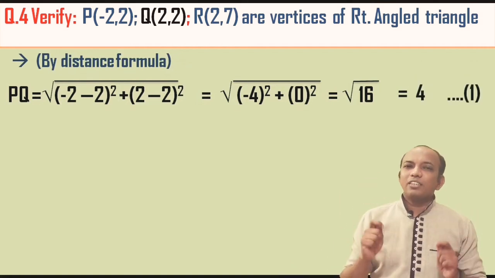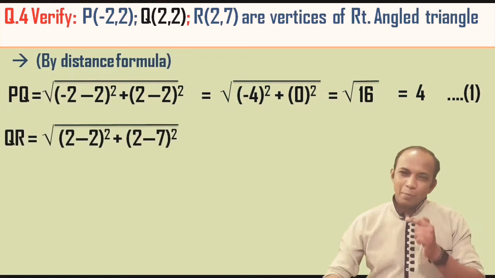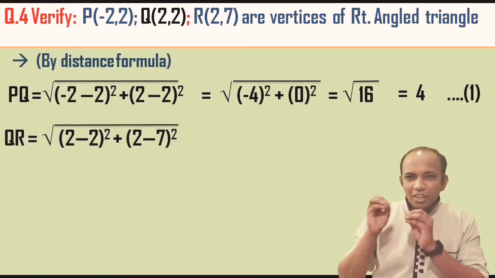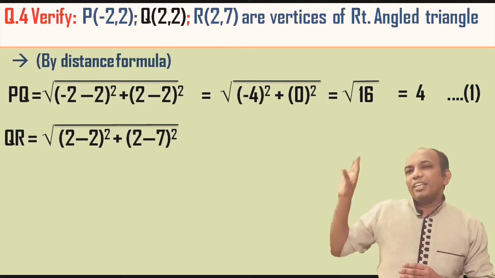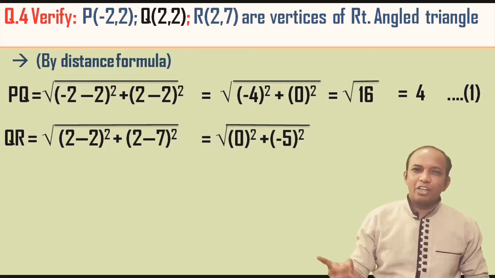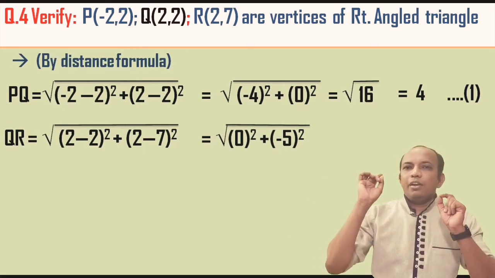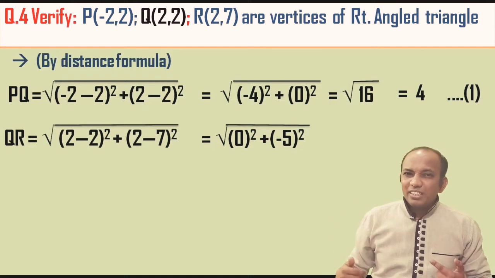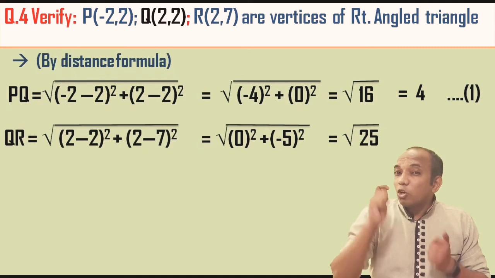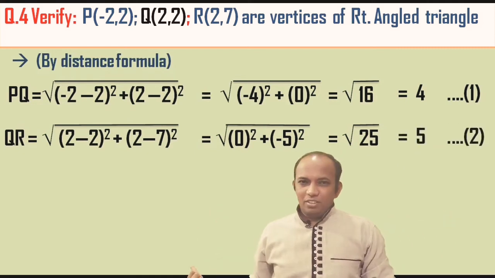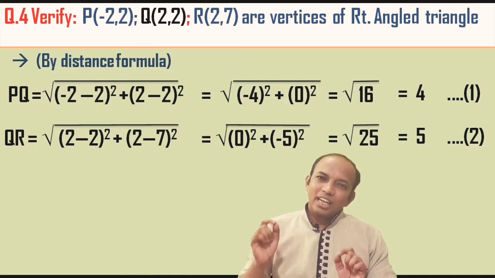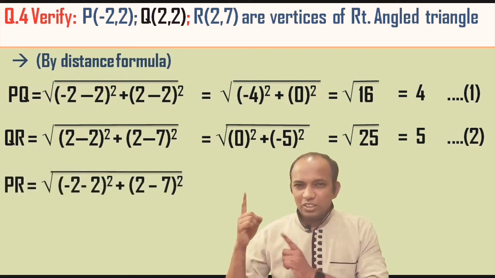Now let's find the distance QR, again by applying the distance formula. The moment you substitute the numbers in it, what do we get? We get under root 0 square plus (-5) the whole square. (-5) the whole square results in 25 under root. The moment you take the square root, again we are left with 5. Number it 2.